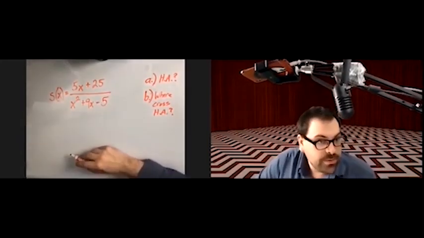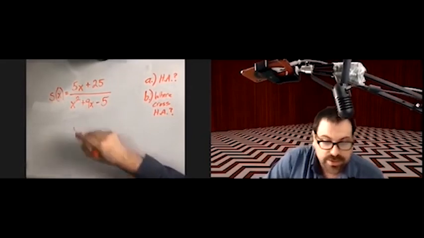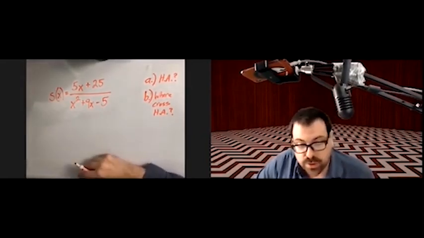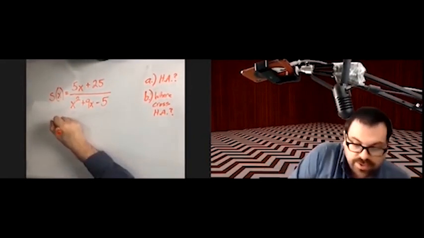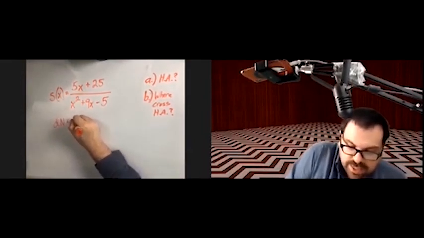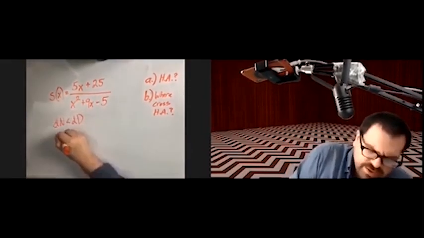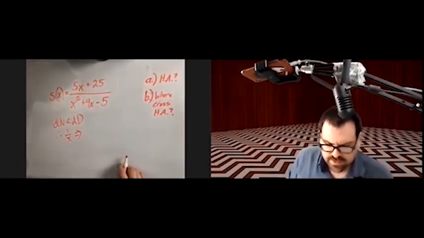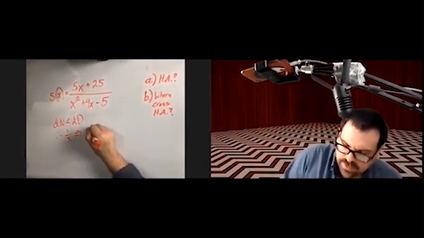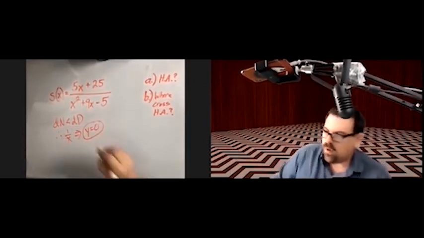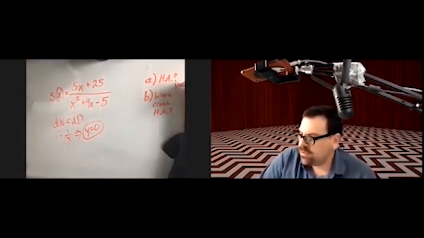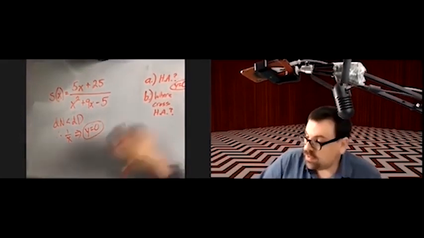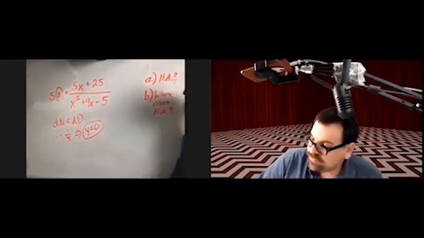Degree of the top is 1. Degree of the bottom is 2. The degree of the numerator is less than the degree of the denominator. That is just like 1 over x. So automatically y equals 0 is the horizontal asymptote.